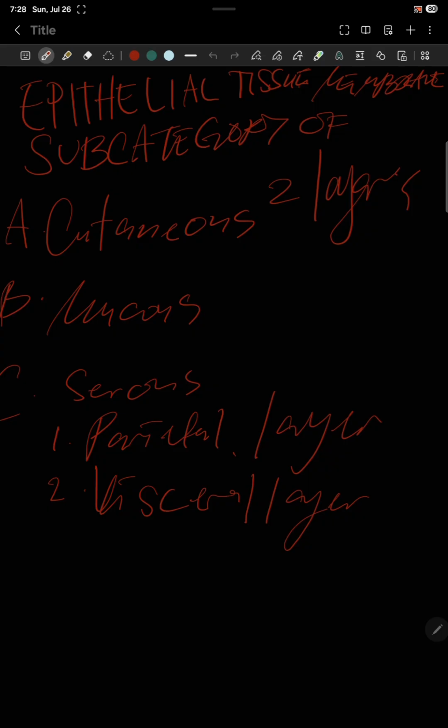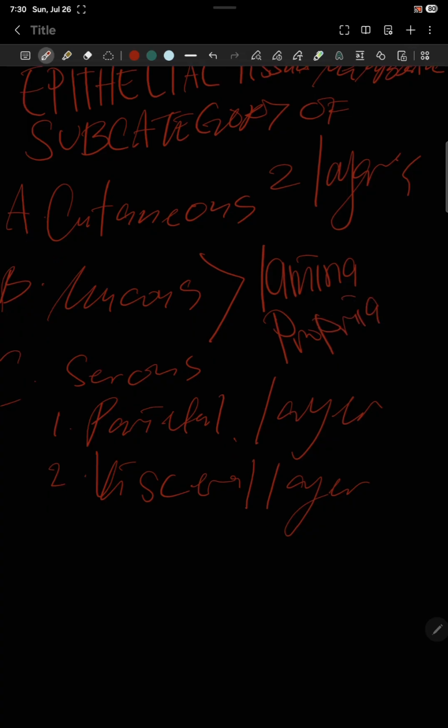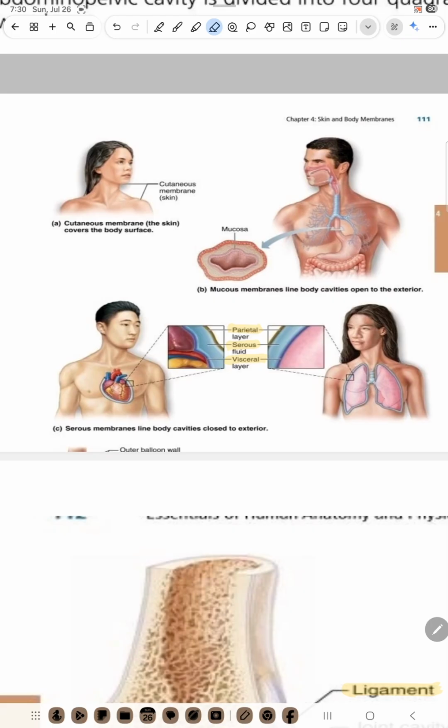Next is the mucous membrane, or mucosa. The mucous membrane is composed of epithelium resting on a loose connective tissue membrane called lamina propria. The mucous membrane is the one that is open to the exterior, the opening where food enters. That is the mucosa.